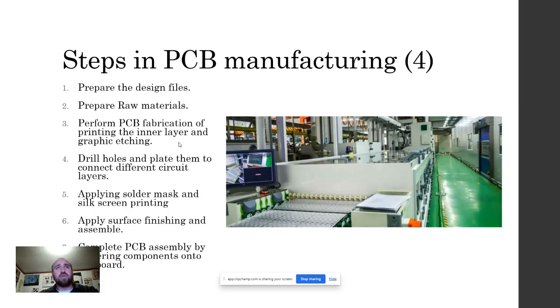Number four is drilling holes and plating them to connect to different circuit layers. Number five is applying the soldering mask and silk screen printing. Number six, this one's really important too, is applying surface finishing and assembly. And that surface finishing, believe it or not, is usually solvents. Solvents are in almost every single step here, but in 3 and 6 they're huge. Number seven, completing the PCB assembly by soldering components onto the board. And here's where we get to some of the heavy metal stuff that we'll be talking about too.